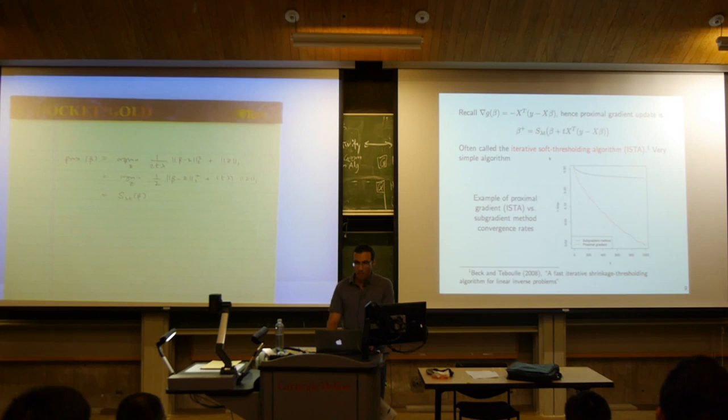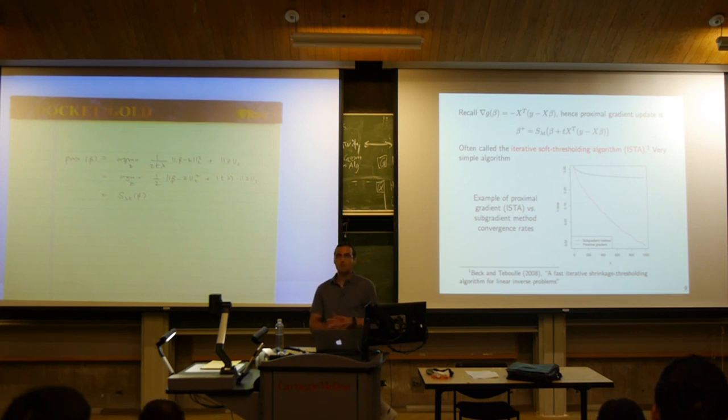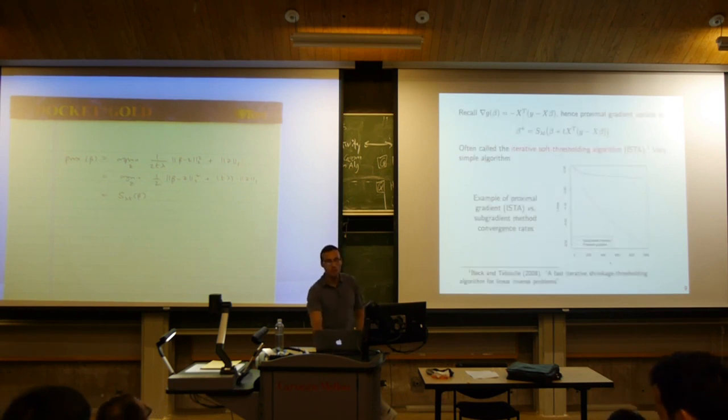This is often called ISTA, if you read about this in the literature. It was proposed by Beck and Teboulle in 2008, when proximal gradient was kind of revived in some sense. Although proximal gradient itself is a much older algorithm, they applied this to a class of problems with a smooth function plus an L1 norm. And they called this the iterative soft thresholding algorithm, or ISTA.